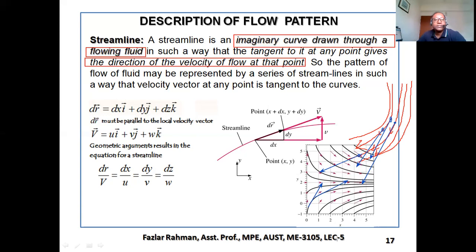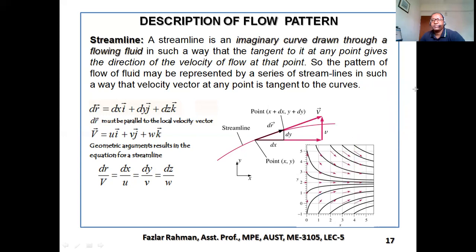So the pattern of a flow field can be represented by a series of streamlines such that the velocity vector at any point is tangent to the curve. So for example, a fluid element right over here is flowing along the streamline, along this direction. We would like to figure out the relationship between a streamline and its velocity vector. This fluid element traveling along the streamline has a velocity vector with three components: u, v, and w. The u is the velocity along the x-axis, v along the y-axis, and w along the z-axis.